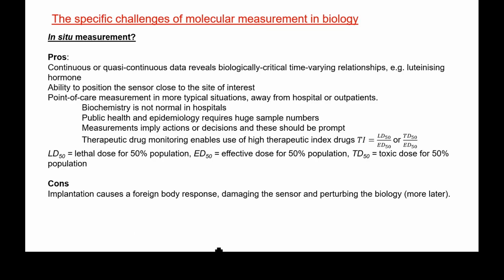And then finally here, another reason to do this is therapeutic drug monitoring. We could use high therapeutic index drugs, that is to say, drugs where the ratio between a lethal dose and an effective dose is unfavorable, so you're not able to control the dose.